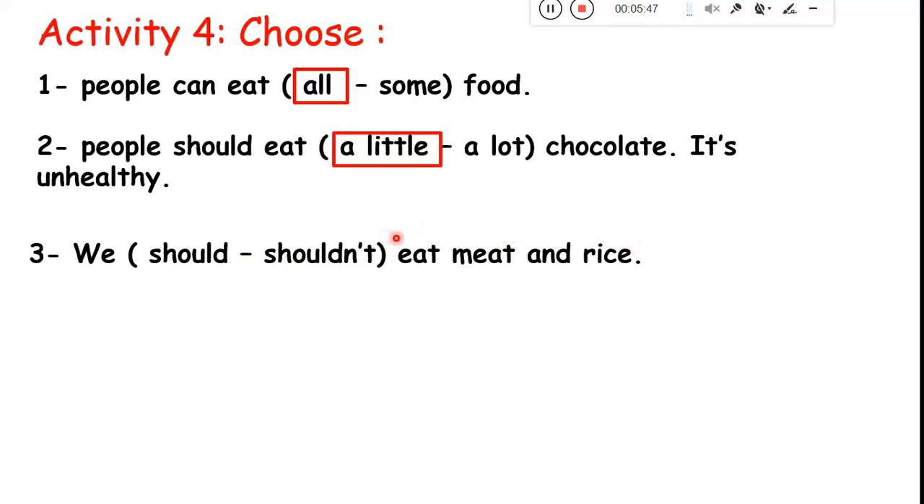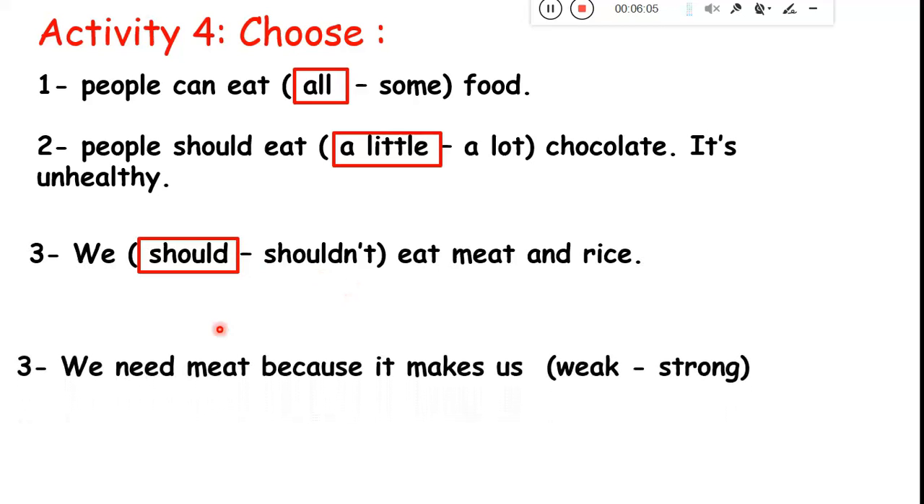Mr. Ali says we should or shouldn't eat meat and rice. He said we should eat meat and rice because it makes us strong. It makes us strong. Okay. Now let's move to the last one. We need meat. Why? We need meat because it makes us what? Weak or strong? Meat. Meat makes us weak or strong.